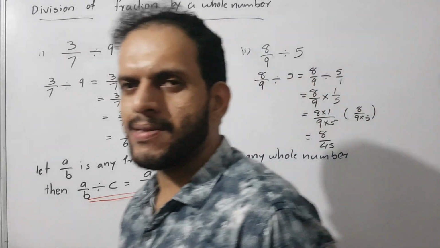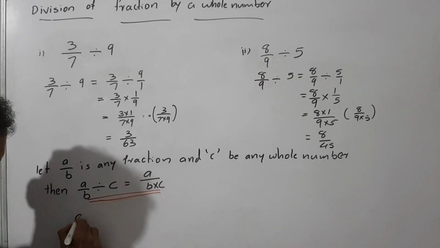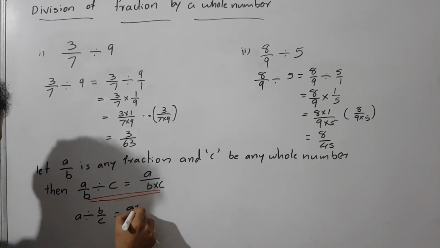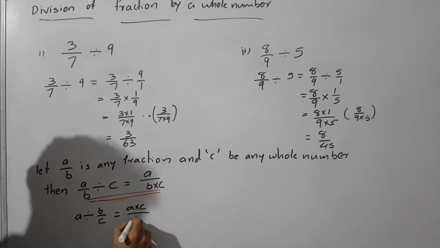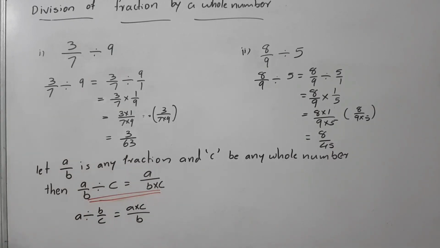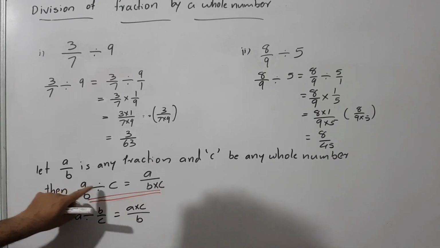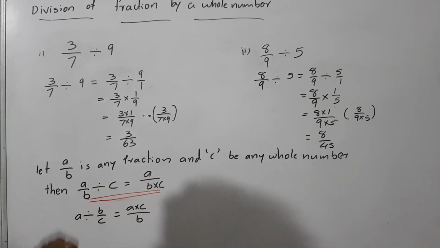What is the difference between the first and second? The first one, we write the idea like this: a divided by b by c is equal to a into c by b. Then we multiply in the numerator. That is, a whole number divided by a fraction is a into c by b. If we divide a fraction by a whole number, what is the change? a by b into c.